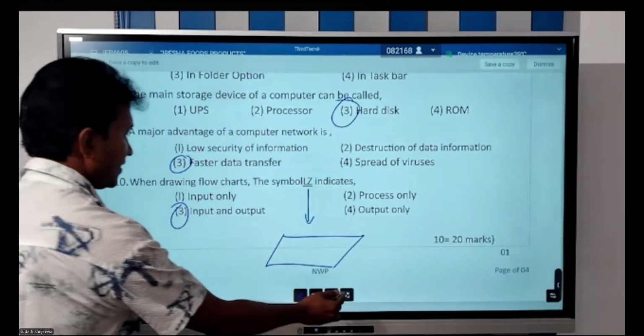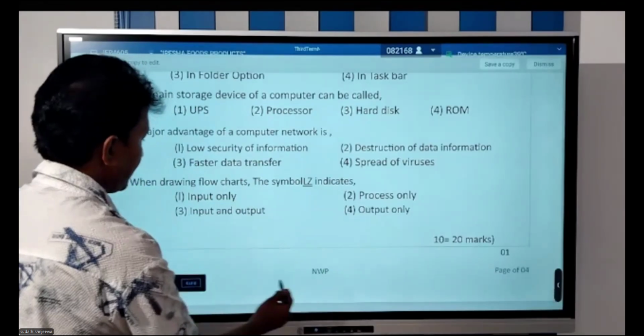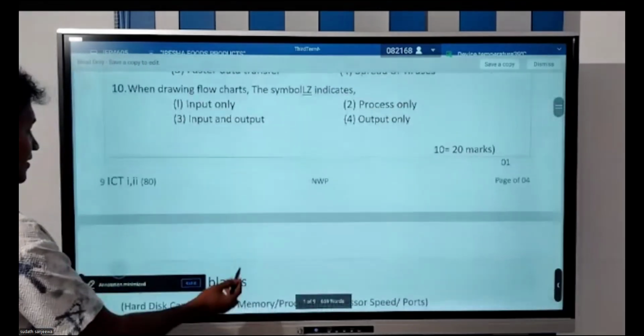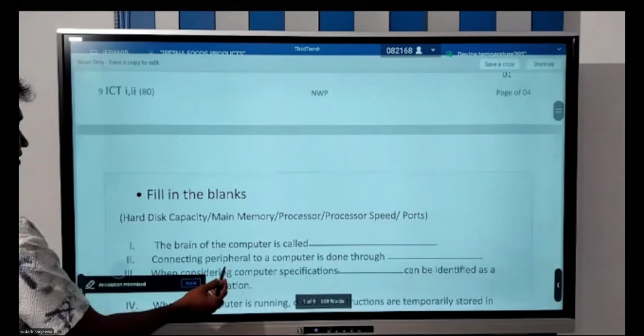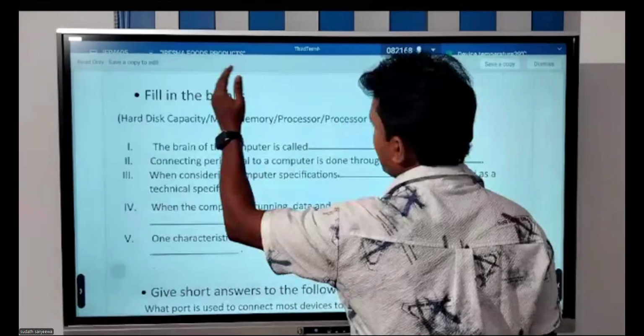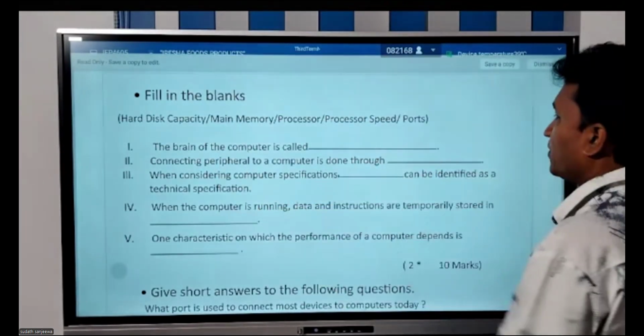Fill in the blanks with the given words: hard disk capacity, main memory, processor speed, ports. The brain of the computer is called the processor. Brain is processor.